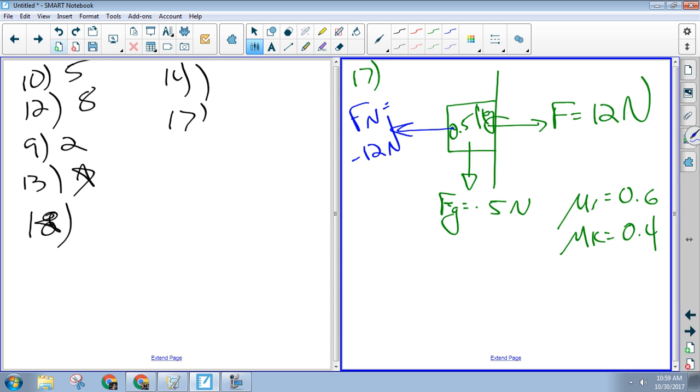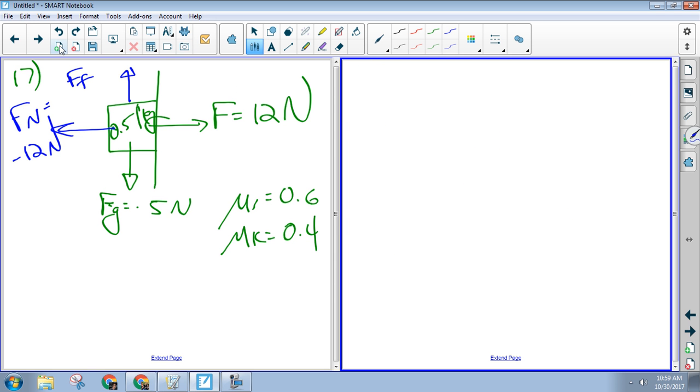Now, hopefully the block, well, it depends on what we're trying to accomplish. I think we're trying to keep it at rest, right? So if it doesn't slide, what's going to prevent it from sliding? Friction. What kind? Static, right? Or maybe there's not enough static friction and it does slide, in which case it's kinetic. But what we can safely say is there's going to be some sort of upward force of friction. We just don't know yet if it's static or kinetic. Any problems so far? Is this making sense?